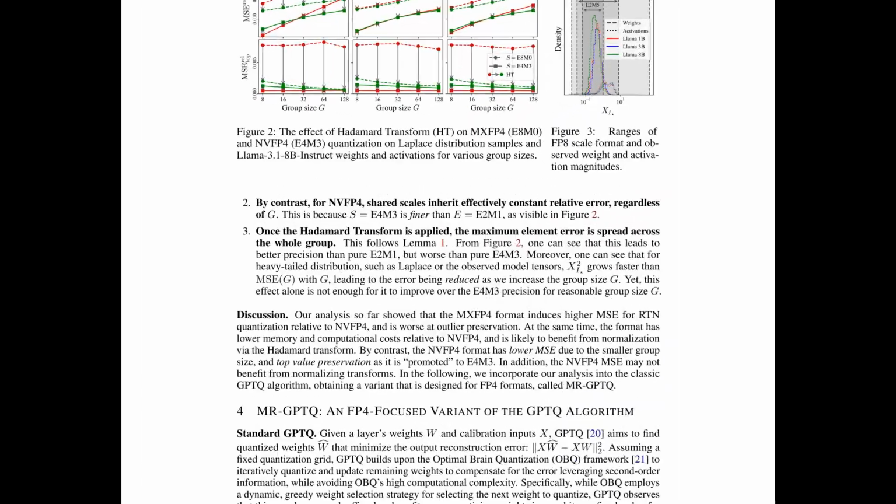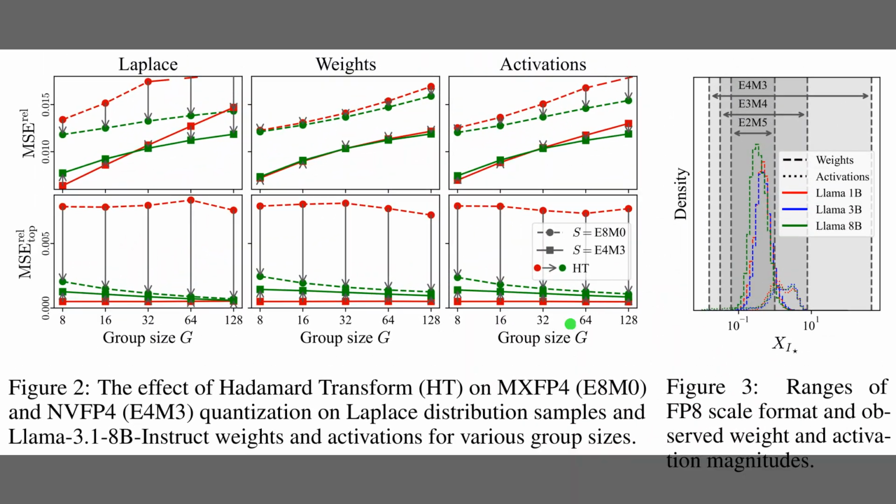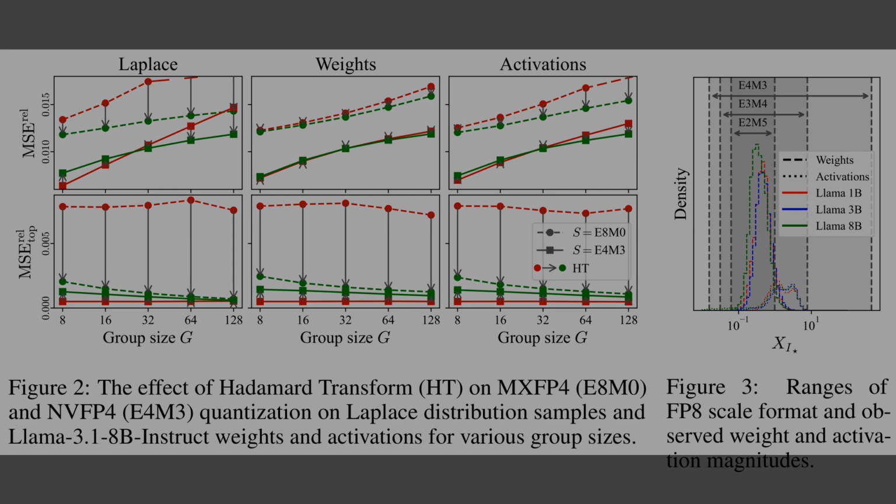While Figure 2 shows that Hadamard rotation hurts at small group size and helps as group size grows, because relative mean squared error, which scales error by the value size, falls once outliers are spread across the group. MXFP4 remains worse since its power of 2 scale is coarse. By contrast, NVFP4 preserves top values and stays stable. Figure 3 on the right confirms that the E4M3 scale range comfortably covers observed weights and activations.